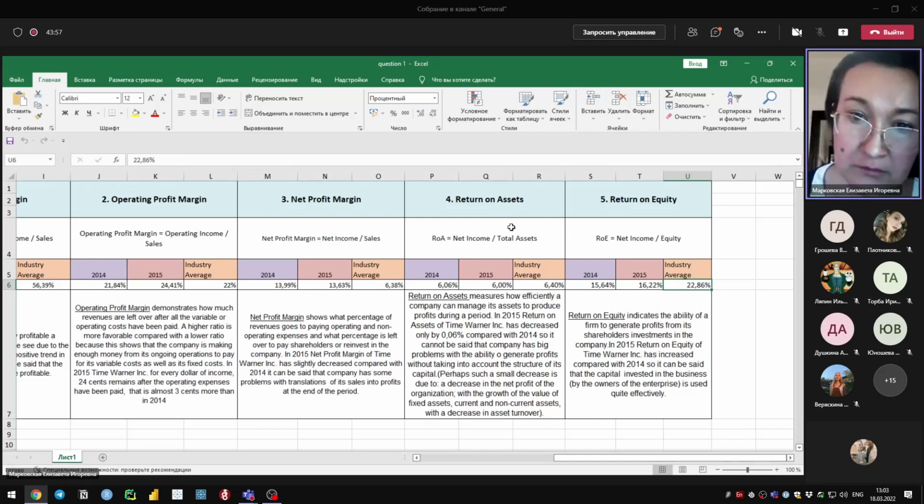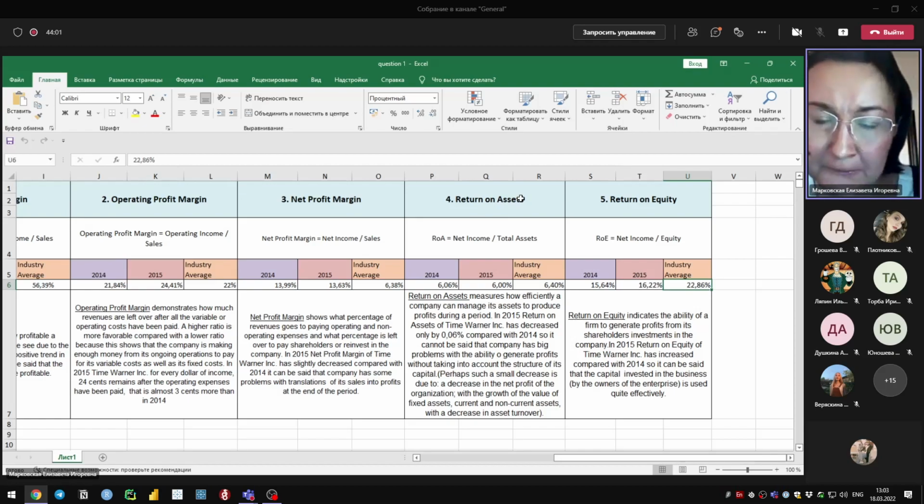And regarding the return on assets, the situation is about the same, because in 2014 and in 2015, the indicator return on assets was about 6%. Of course, it was a little bit less than the industry average, but it was the same.